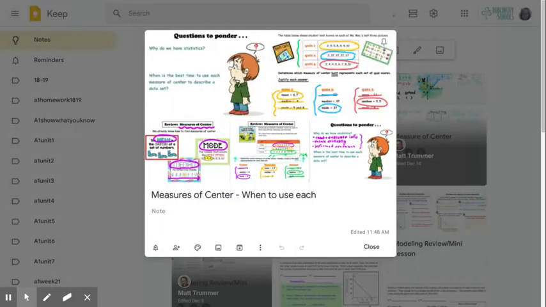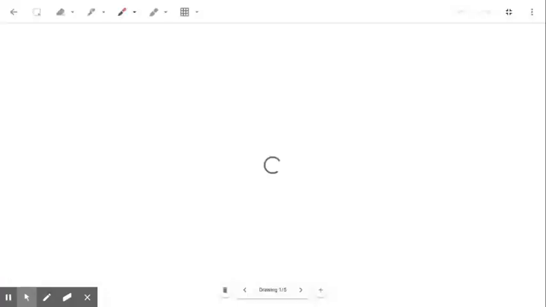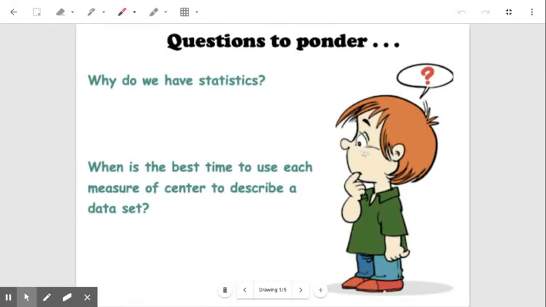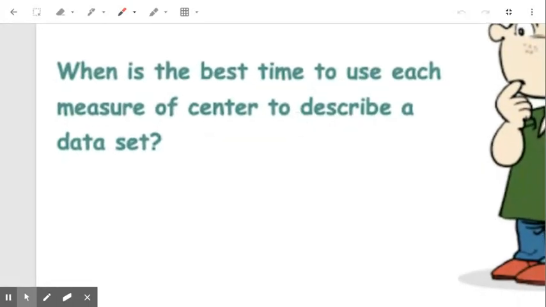Hopefully that's what you got. Now we're going to go back to our questions. We already answered why we have statistics and why you need to know them. What I want to talk about is when is the best time to use each measure of center. So let's just start with the easy one, the mode.